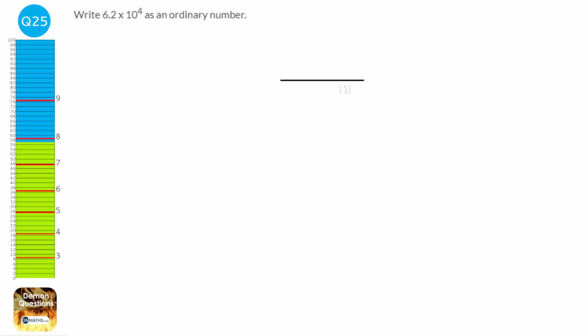20,579.53. So here we're given a standard form number, and we're asked to make it an ordinary number, which is just a number you type into the calculator. So we're going to start off by writing the decimal, which is 6.2, and we're going to shift that decimal point somewhere that it will be the actual number rather than standard form anymore.